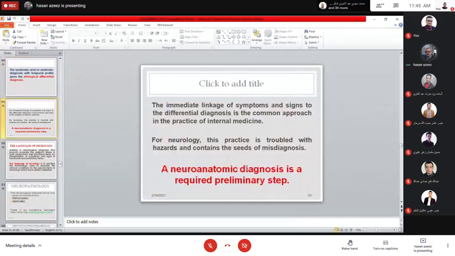The immediate linkage of symptom and sign to differential diagnosis is a common approach in the practice of internal medicine. For neurology, this practice is troubled with hazard and contains the seeds of misdiagnosis. A neuroanatomical diagnosis is a required preliminary step; the lesion should be localized. As I said, localization is key in neurology.